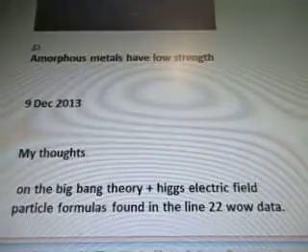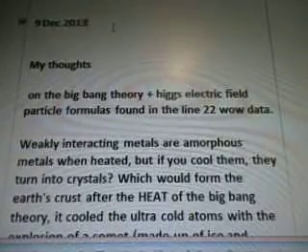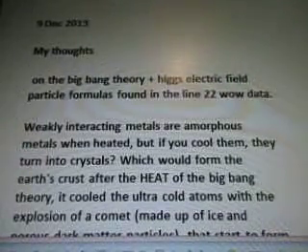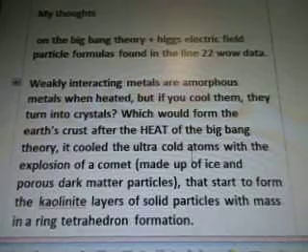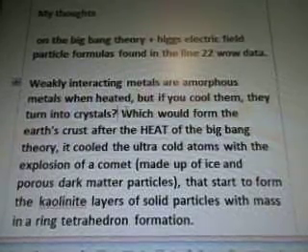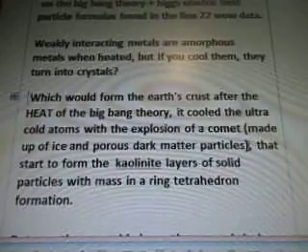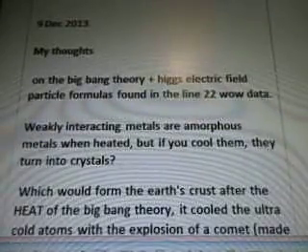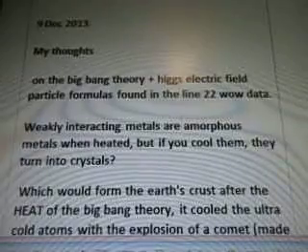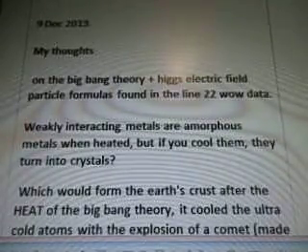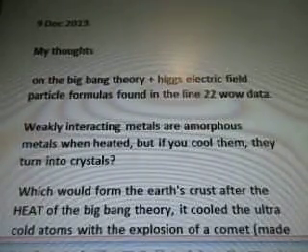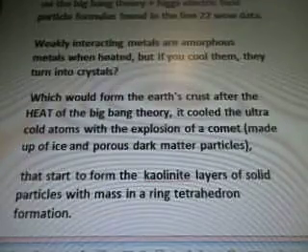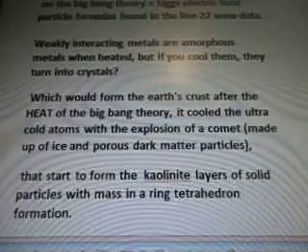Okay. So December 9th, my thoughts. On the Big Bang theory, the Higgs electric field particle formula is found in line 22 WOW data. Oh, we have to divide this up. There's too much in one area. Okay, so on the Big Bang theory and Higgs electric field particle formula found in line 22 WOW data, weakly interacting metals are amorphous metals when heated, but if you cool them, they turn into crystals? Which would form the Earth's crust.